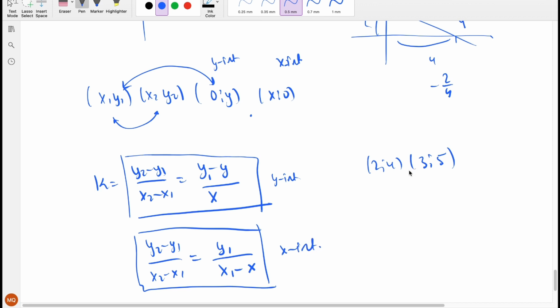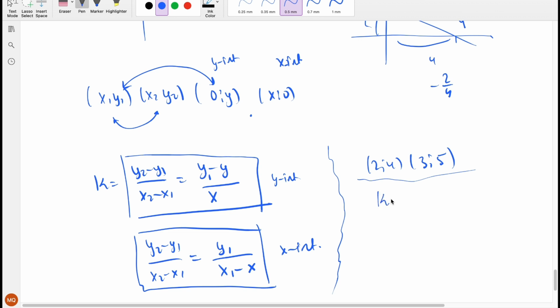Okay, let's now look here. If you want to find y-intercept and x-intercept from here, you can use this formula, like (5 minus 4) over (0 minus 2) is equal to (4 minus y) over 2. And also you can use this formula, but if you don't want to memorize a formula or you cannot understand this one, you can think of it like this.